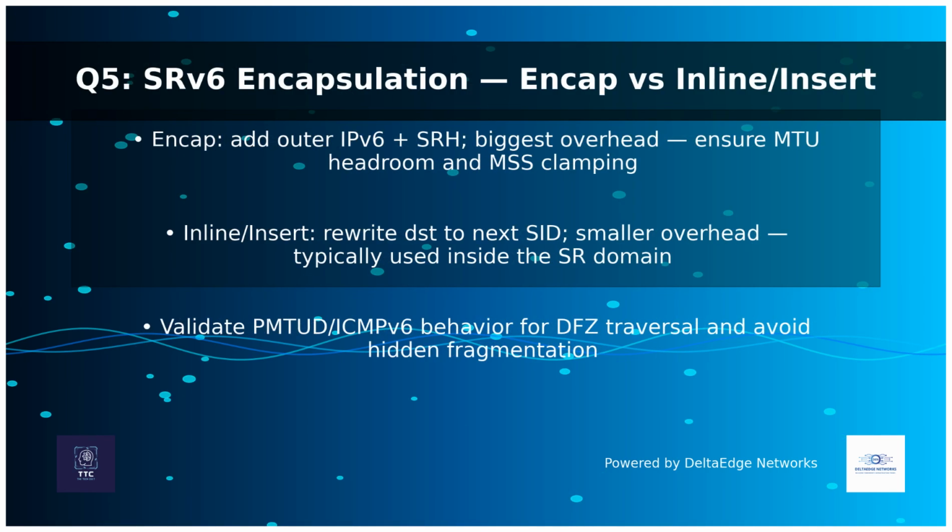Question 5. SRv6 encapsulation. Encap versus inline insert. Encap adds an outer IPv6 header and SRH. Biggest overhead, so ensure MTU headroom and clamp TCP MSS. Inline insert rewrites the destination to the next SID, smaller overhead, usually inside an SR domain. Validate PMTUD and ICMPv6 handling end-to-end so you don't get silent fragmentation.